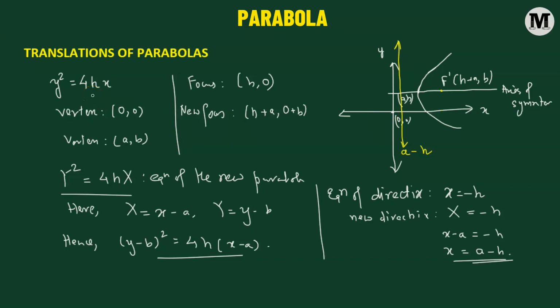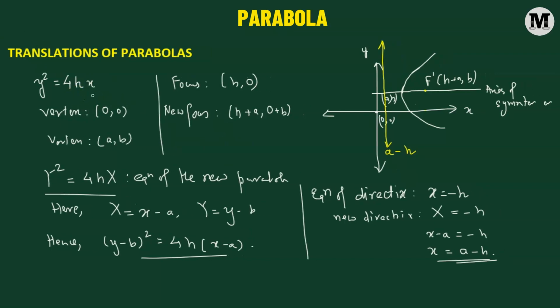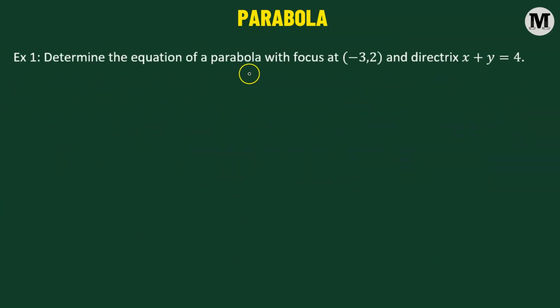So let us apply all of these ideas in solving a few numerical problems. In this problem, we need to determine the equation of a parabola whose focus is at the point (negative 3, 2), and the directrix is given by the equation x plus y equals 4. Let's try to find the equation of the parabola. For simplicity, we'll consider a line having the equation x plus y equals 4. This is going to be the directrix. So we take a line which is going to be perpendicular to this straight line, that's the axis of symmetry, and on this particular line, let's say we have the focus F with coordinates (negative 3, 2).